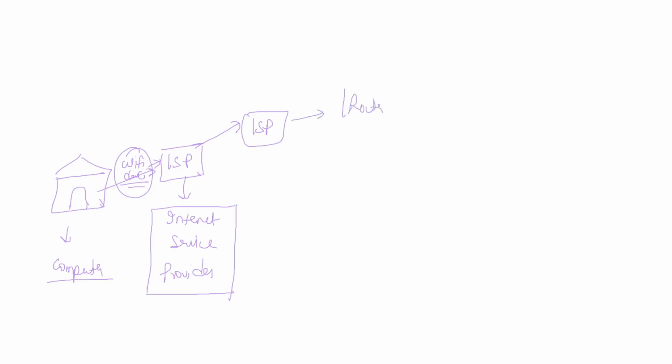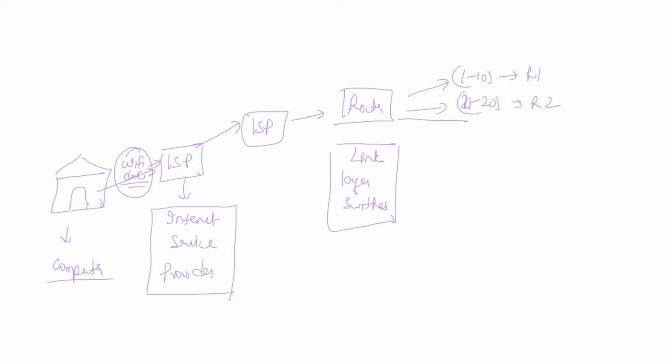Routers and link layer switches are two different devices present on the network, and they help us in forwarding the letter. Both of them have a forwarding table. In the simplest terms, there will be some kind of header which the network layer adds to the packet. So it could be, if the header is 1 to 10, send it to R1. If the header is 11 to 20, send it to R2. This is the kind of forwarding table which every router will have.